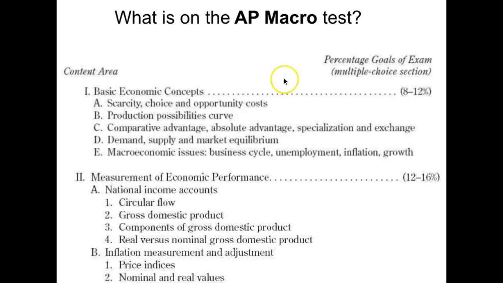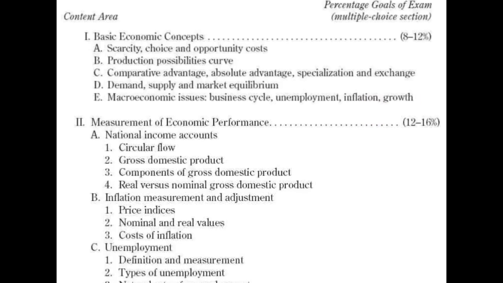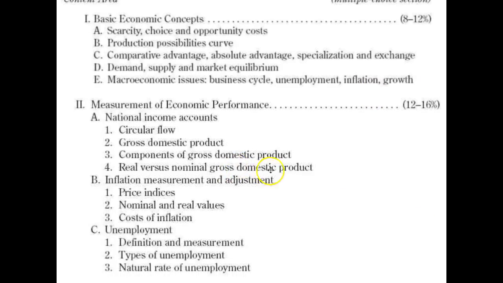That's a lot of stuff that we did in Unit 1, learning about scarcity and PPCs, comparative and absolute advantage, basic supply and demand. This last part, macroeconomic issues, that was our beginning of Unit 2, talking about the business cycle, unemployment, inflation. Content area Roman numeral 2 here, which is 12 to 16% of the test, is basically all of the rest of Unit 2.